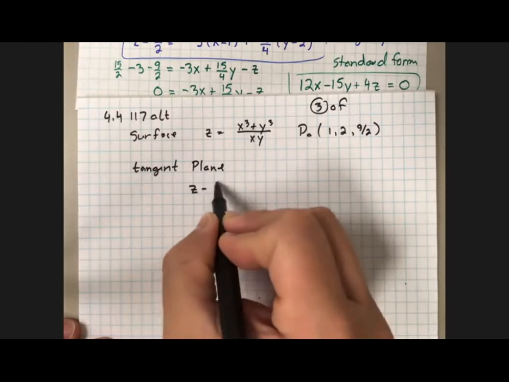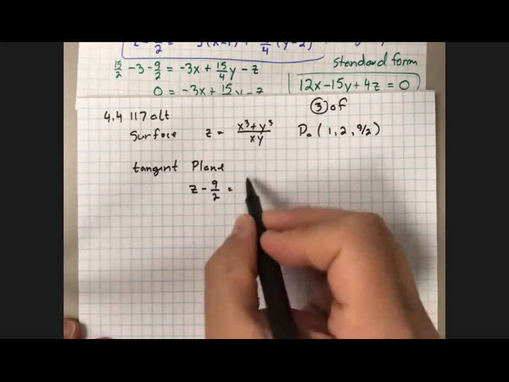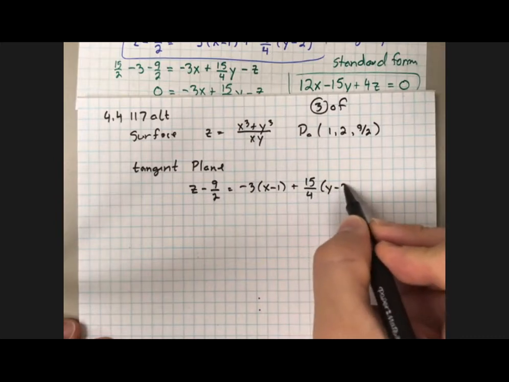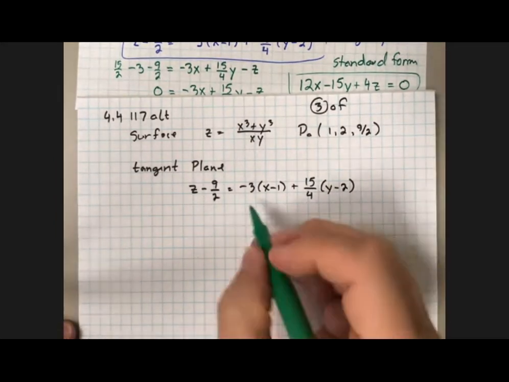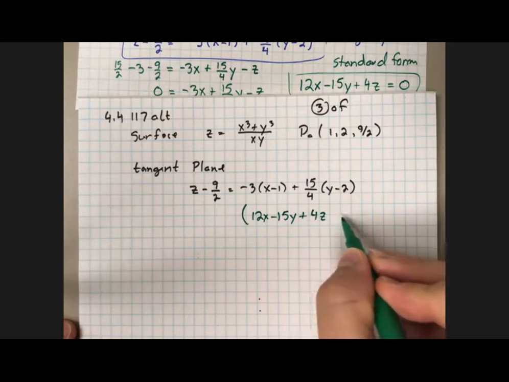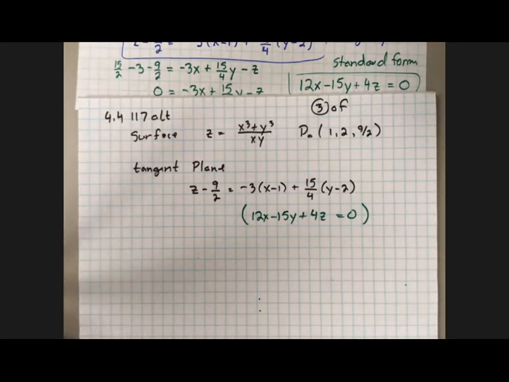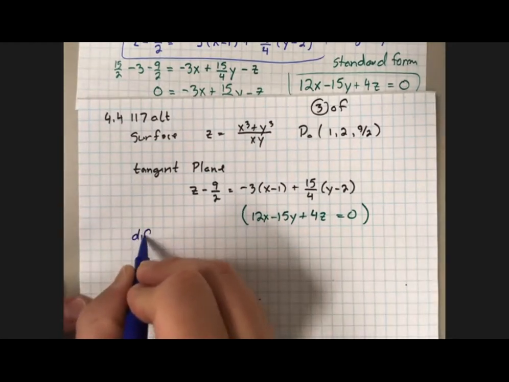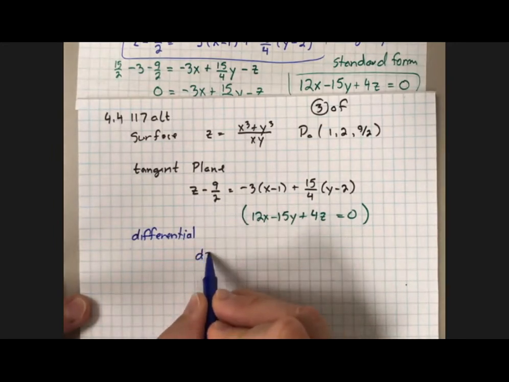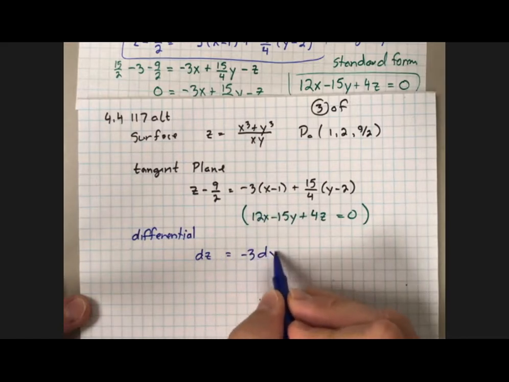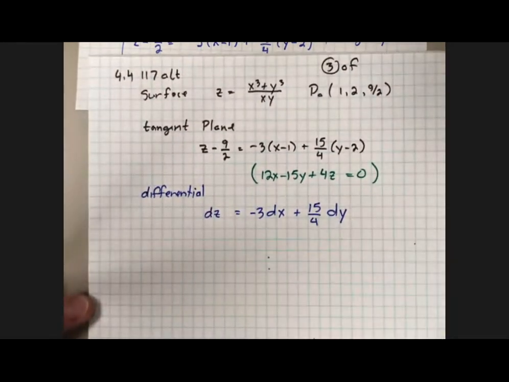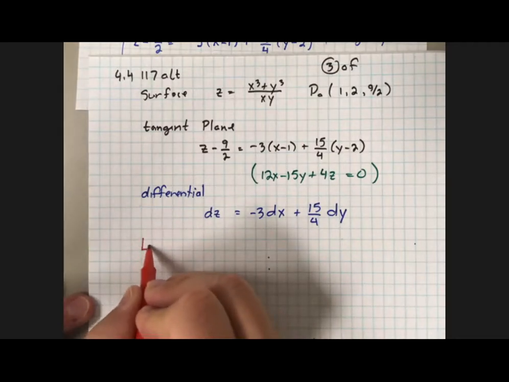And by the book, the formula is z minus 9/2 equals minus 3 times x minus 1 plus 15/4 times y minus 2. Now, in our standard form, remember we present that as 12x minus 15y plus 4z equals 0. Now I'm going to write the differential. See if I can give you an example of how to use that. So this is the dz equals minus 3 dx plus 15/4 dy. And I'll also write this in the form of linear approximation.